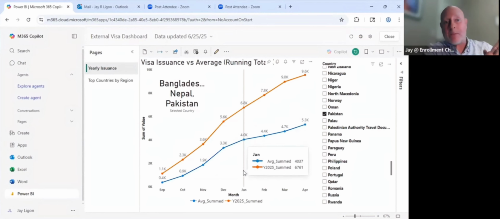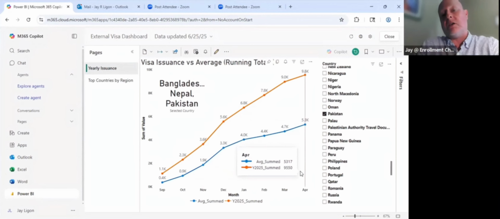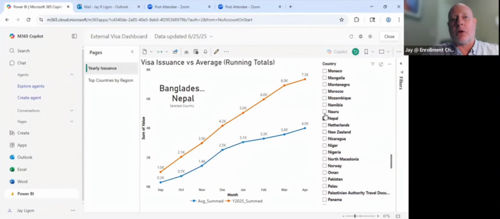This isn't looking at apps. This isn't looking at admits. This is looking at F1 visa issuance. We will ultimately probably create a dashboard for M visas and J visas, but at this point, we know F is pretty much everyone's bread and butter, and so that's what we did. So I can use it for forecasting. I can use it for market selection.